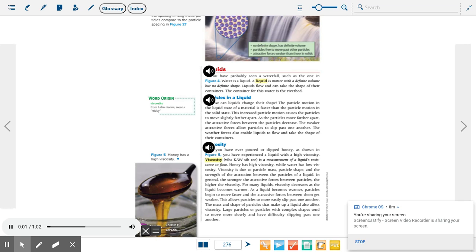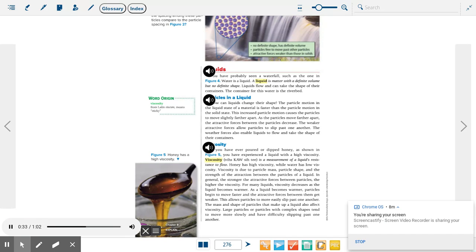Viscosity. If you have ever poured or dipped honey, as shown in Figure 5, you have experienced a liquid with a high viscosity. Viscosity is a measurement of a liquid's resistance to flow. Honey has high viscosity, while water has low viscosity. Viscosity is due to particle mass, particle shape, and the strength of the attraction between the particles of a liquid. In general, the stronger the attractive forces between particles, the higher the viscosity.